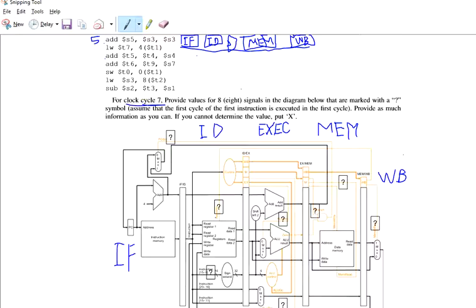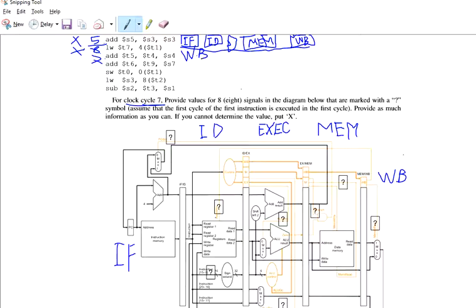So let's see what these instructions are doing. On the fifth clock cycle, this instruction should be gone, so we don't really care about it. By the sixth clock cycle, this instruction is also going to be gone, so we don't care about this instruction either. However, this instruction ends in the seventh clock cycle. So during clock cycle 7, this instruction is going to be in the stage called WB.